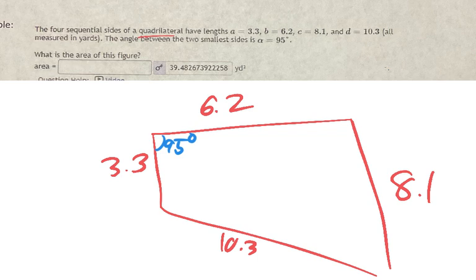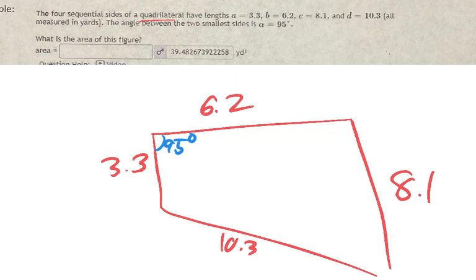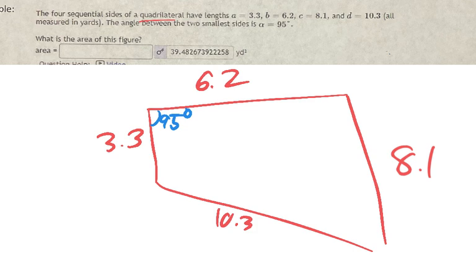Oh, we're on the next one? What's the area of this figure? Gotta use Heron's formula. Well, Heron's formula is for what? Triangles. Do I see a triangle? No. But I can make two triangles. Right there. So what is this? Is there a way I can find the area of this one?